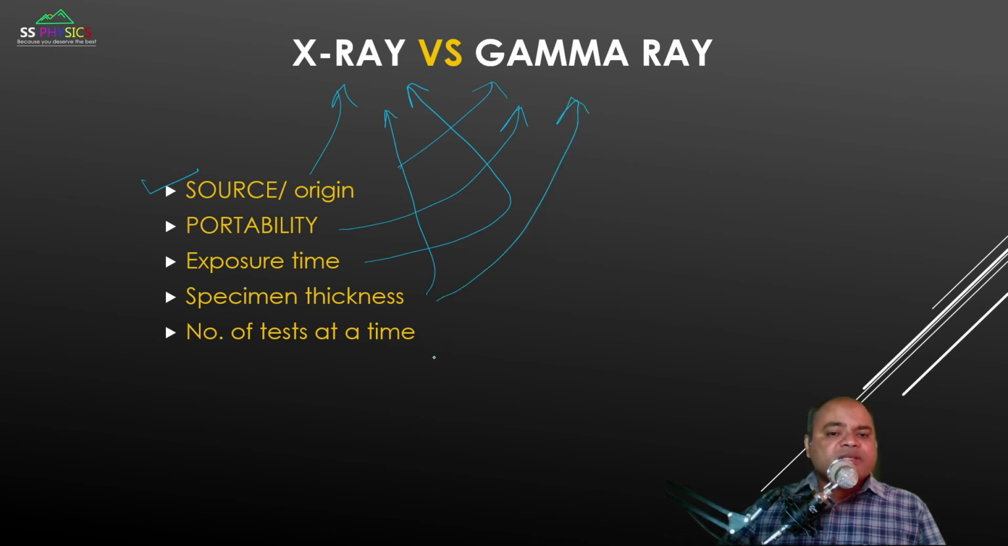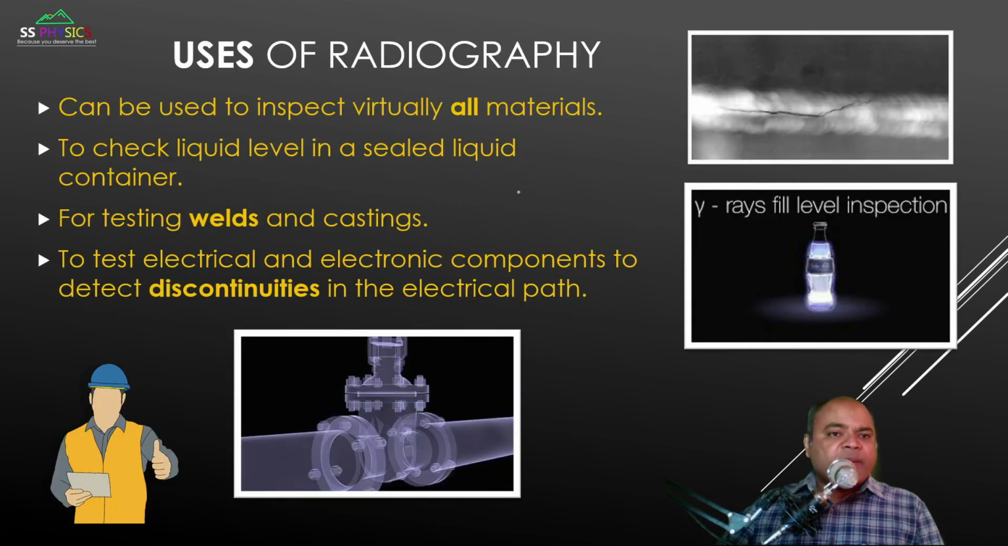Number of tests at a time. For X-rays, we can test only one sample at a time, but for gamma rays, we can take multiple tests at a time. Uses of radiography. It can be used to inspect virtually all materials, and to check the liquid level in a sealed liquid container.